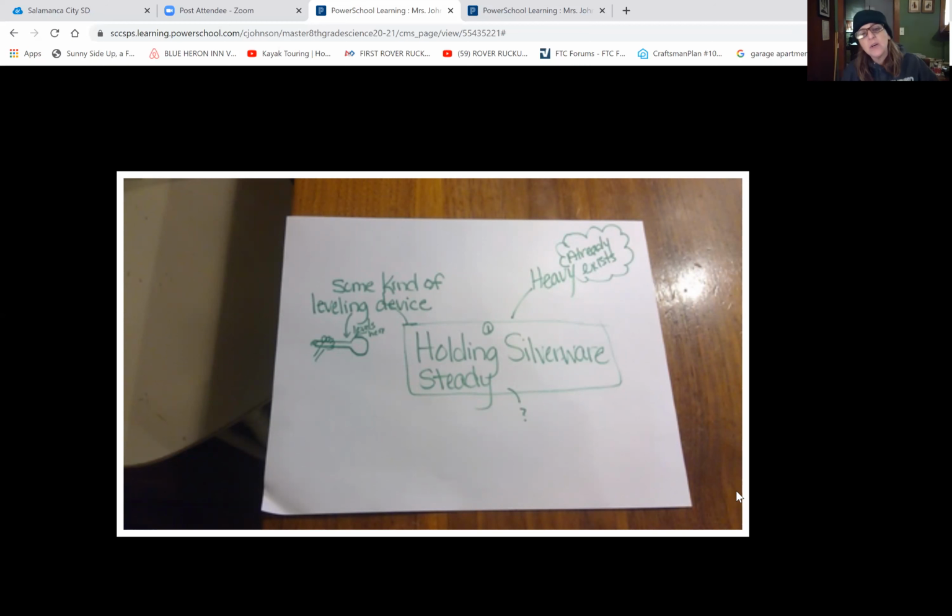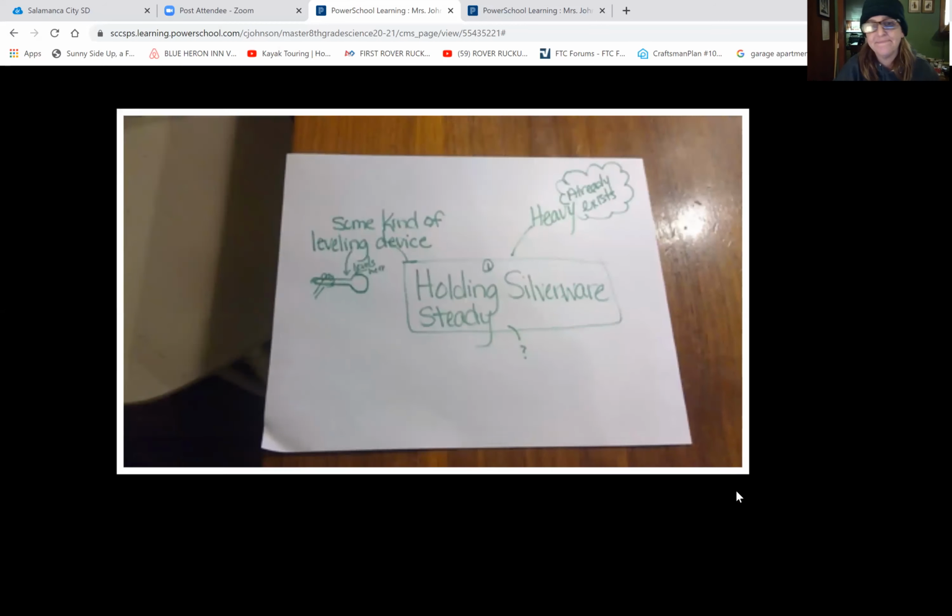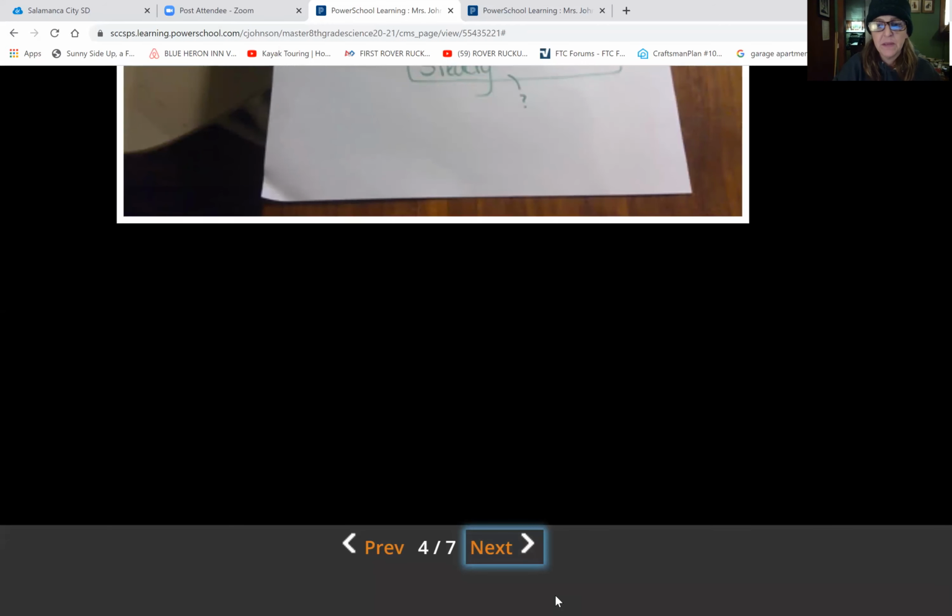But I also had thought of if there was some kind of a leveling device. So he's hanging on to the silverware, whether it straps around his hand, so he doesn't have to hold as hard. But if there was something on the part that sticks out of the silverware, that as the hand shakes, this would kind of level it. You find those on boats so that your drinks don't spill.